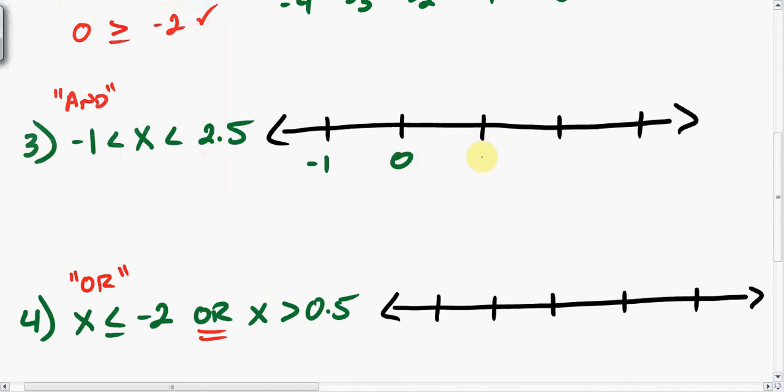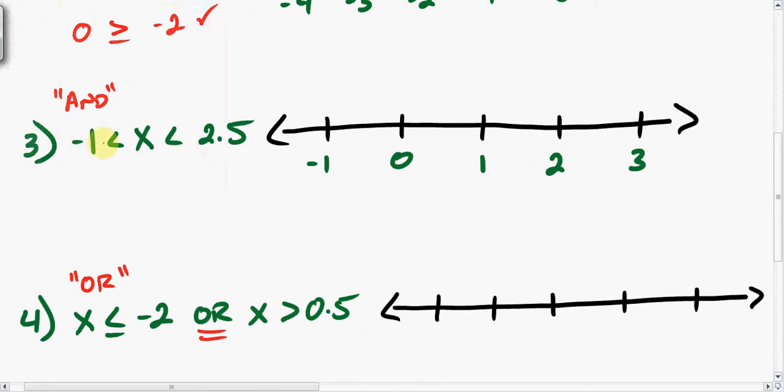So I've got 0, 1, 2, 3. So in this case, I'm not going to need 3 tick marks. Notice each of the symbols are less than or greater than, depending on how you're reading the problem. But there is no line underneath them, so we are going to use open circles.